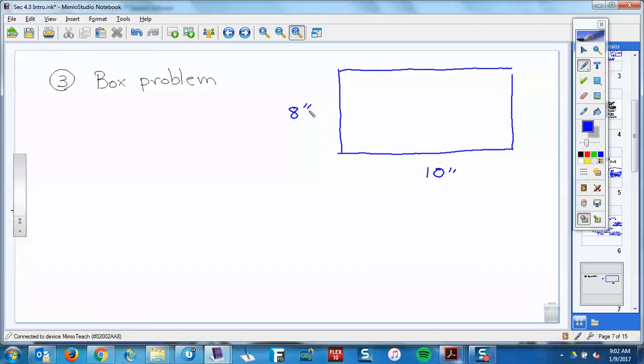And I want to cut out of the corners 4 equal squares and do what? What will I do with that paper when I cut out those 4 squares? It's called the box problem. I'll fold up the edges and I'll make a box, right? I'll fold up the edges and I'll make an open face box.